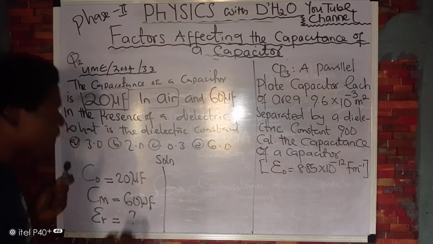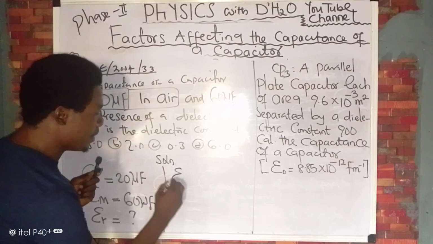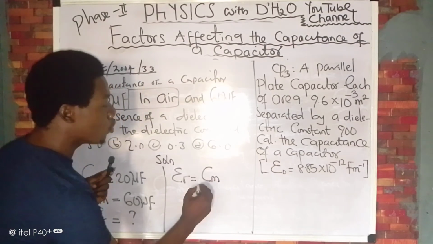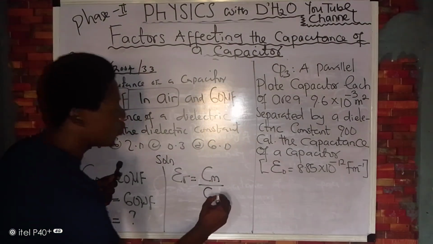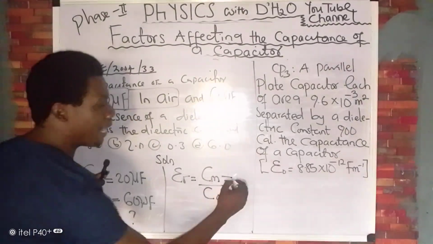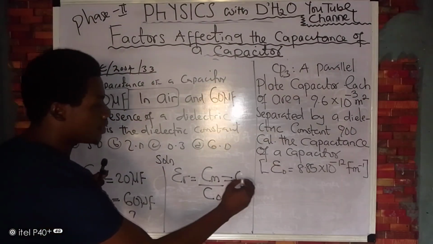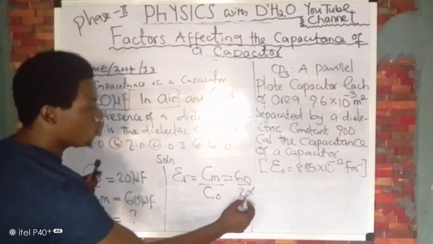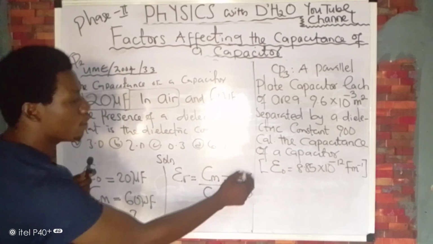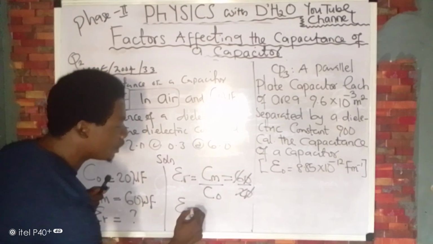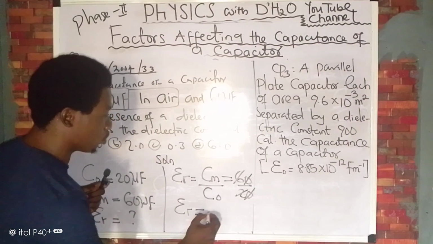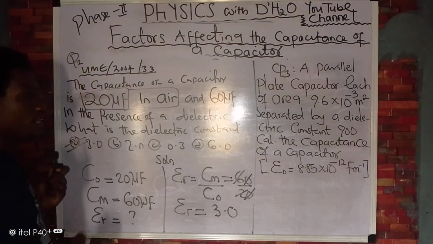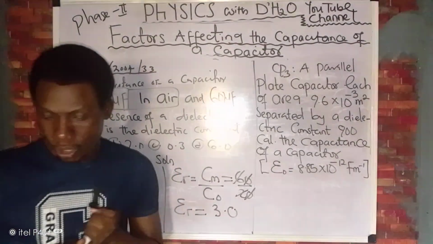Very easy. Remember, relative permittivity is the capacitance of the capacitor in a medium over the capacitance of the capacitor in free space. So what do we have? This one is 60 and this one is 20. Zero cancels zero, 2 going into 6, relative permittivity, which does not have any unit, will be equal to 3.0. The answer is A. Okay, so let's quickly solve question number 3.